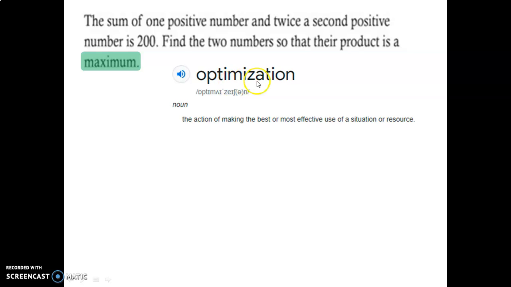So let's see what the definition online is of optimization. The action of making the best or most effective use of a situation or resource. Okay, best use and most efficient. All right. In mathematical terms, we're often looking for a maximum or a minimum point because that represents either the best, in terms of the highest output or something, or lowest cost, for example. So max or min is what we're looking for.